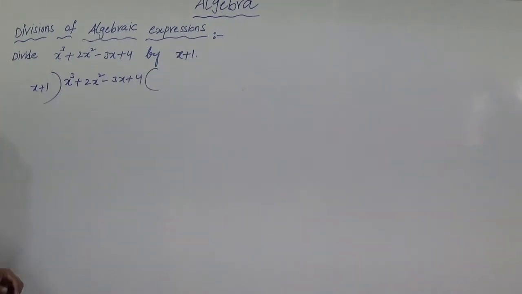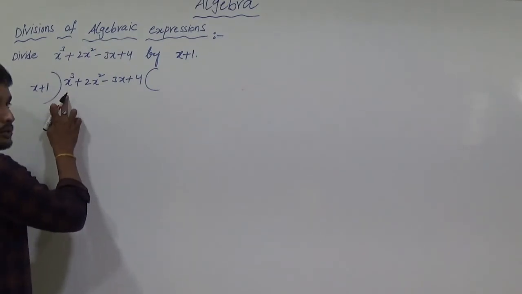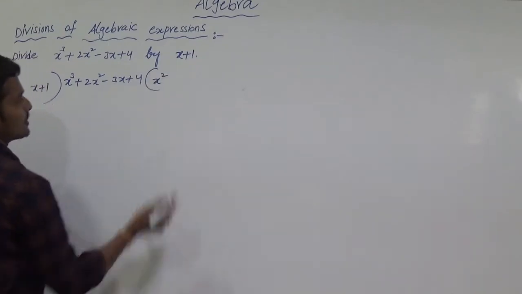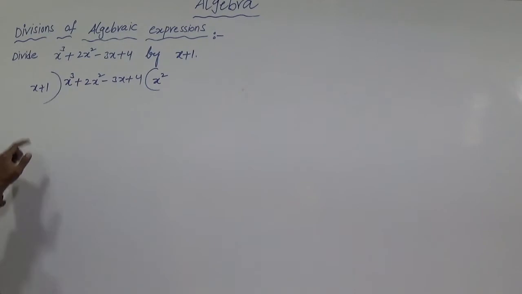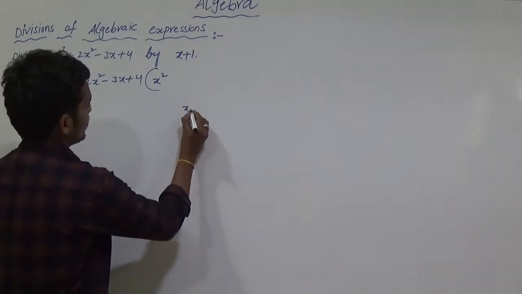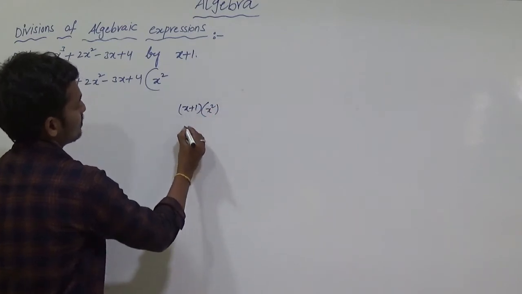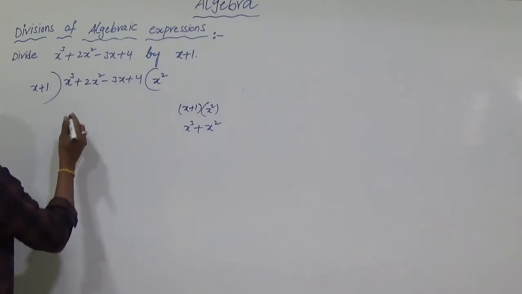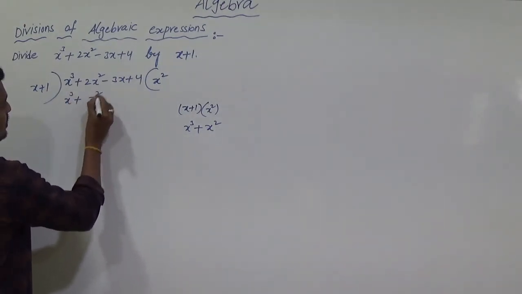So we can do it. How can we do it? Here the coefficient is 1. 1 is divisible by 1, 1 time. So x cube is divisible by x, x square times. Actually we have x plus 1, so we should multiply with x square. x square into x is x cube, plus 1 into x square is x square. Right here, that is x cube plus x square.